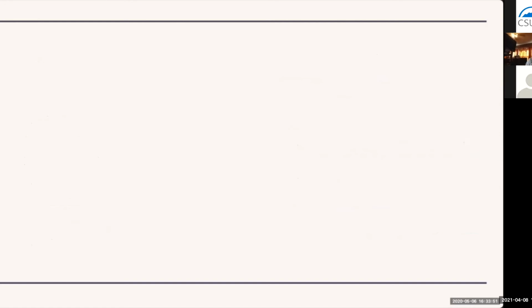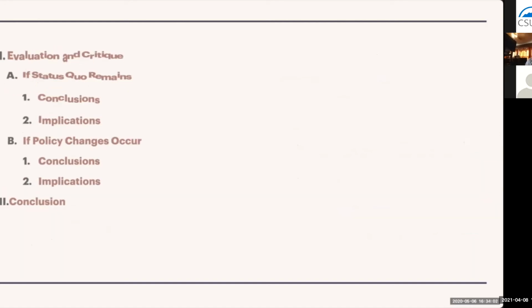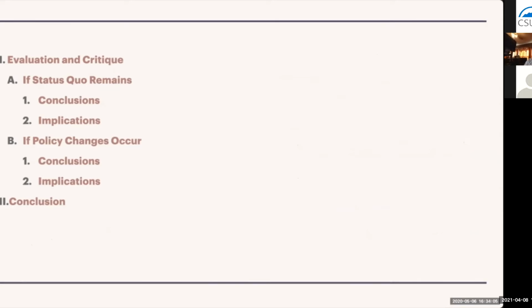So we've defined our terms, we've discussed the historical context, we've looked at the arguments for both sides, and now we get to the evaluation and critique. And this is the real line in the sand. Everything before this is fair game to bring in evidence, but once you get to your evaluation critique, all bets are off. You draw a line in the sand, and no new evidence is put into the evaluation critique. You're just discussing the implications of everything you've brought up.